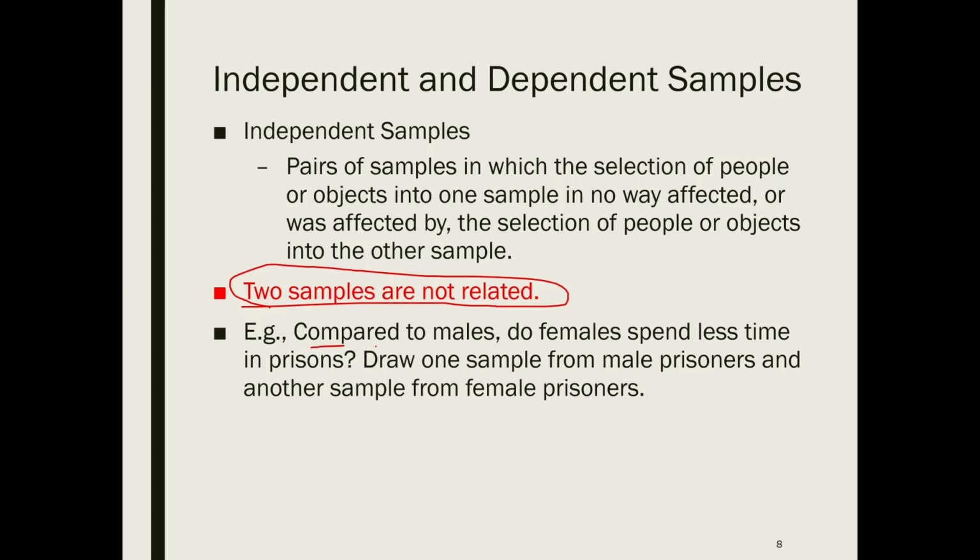For example, compared to males, do females spend less time in prison? We got one sample from the male prisoners and one sample from the female prisoners, and those two populations, male prisoners and female prisoners, are not connected. They are not the same people, of course not. You can't find any connection between the two populations. So this is what we call the independent sample.